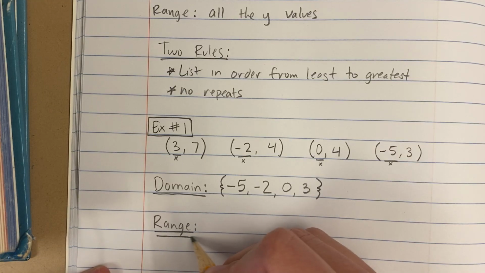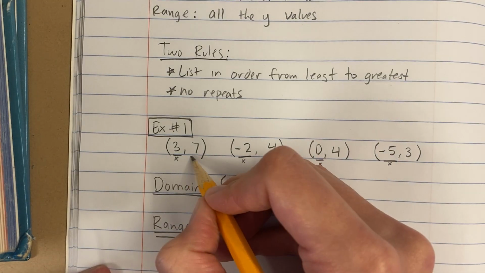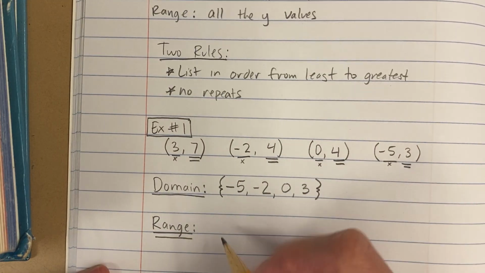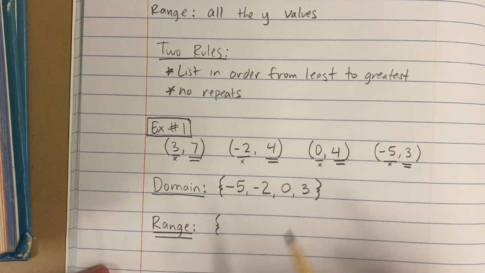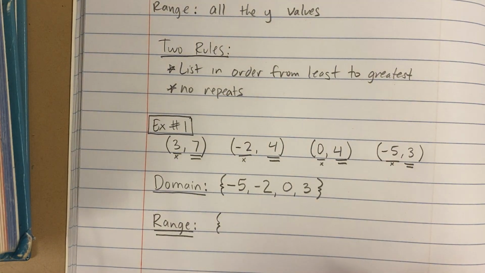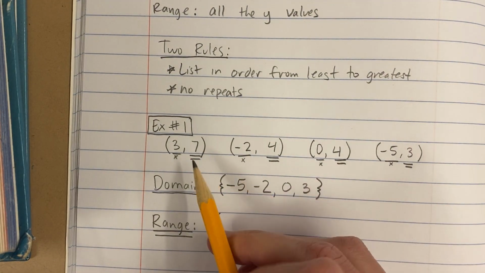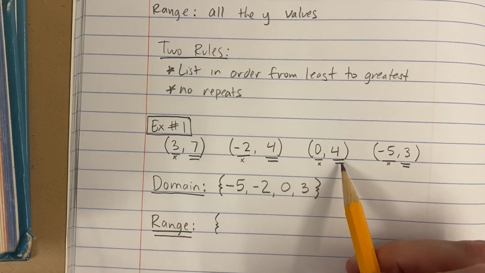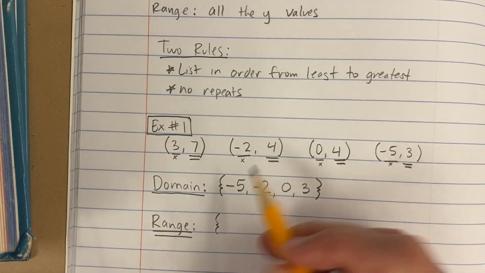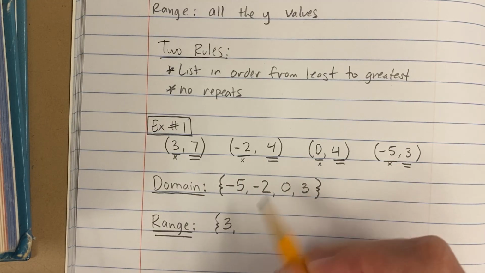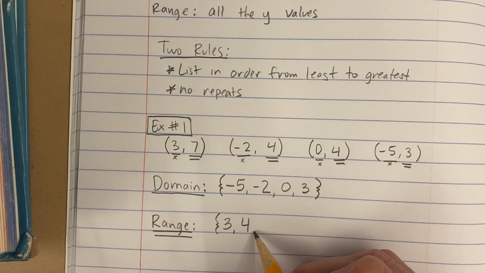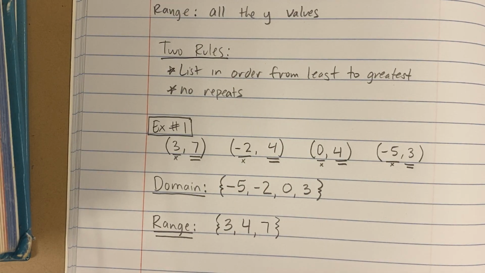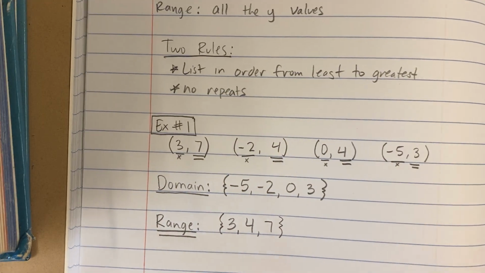Now my range, okay, I'm going to double underline this one. It's all my y values. So here are my y values. Here, here, here, and here. So again, little pointy brackets. And I'm going to list them in order from least to greatest with no repeats. So my values are 7, 4, 4, and 3. So I'm not going to repeat the 4. And my smallest value is 3, so I'm going to do 3, and then 4, right? I'm not going to list the repeats, and then 7. That's my range. Okay. The other way that you might see this is on a graph.